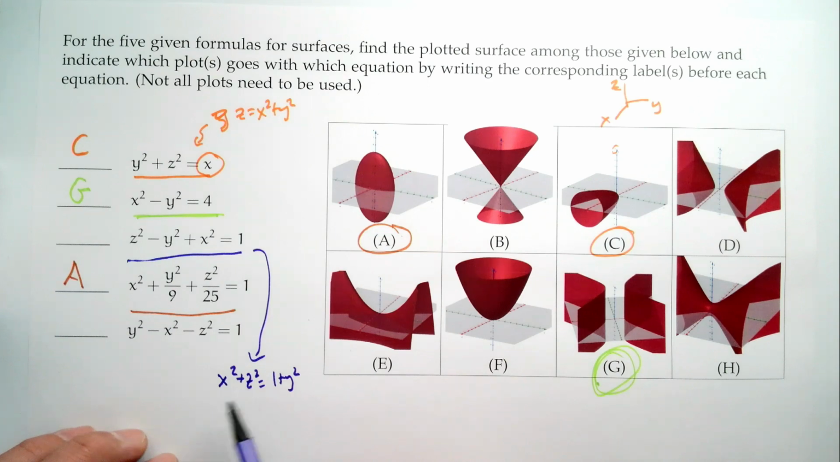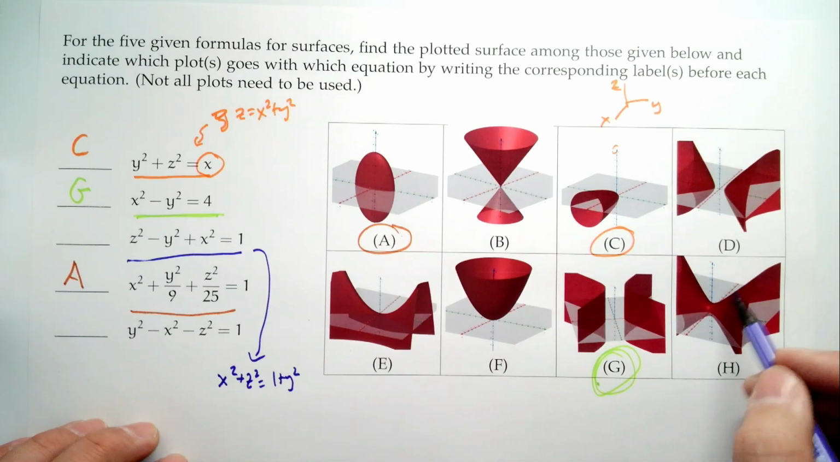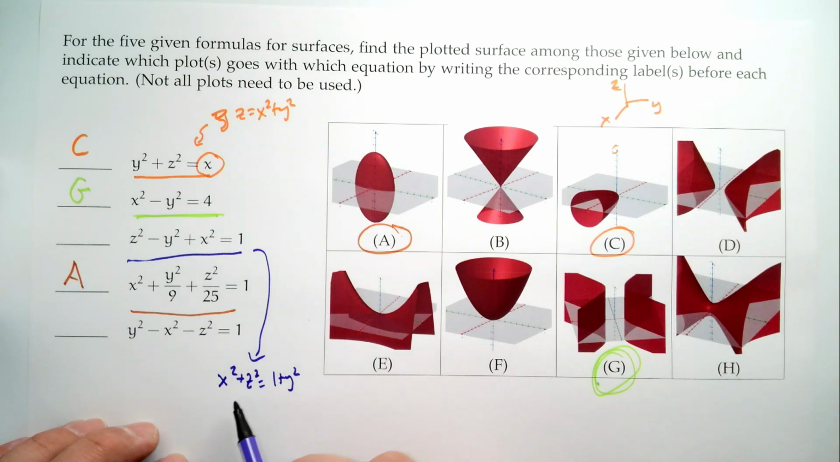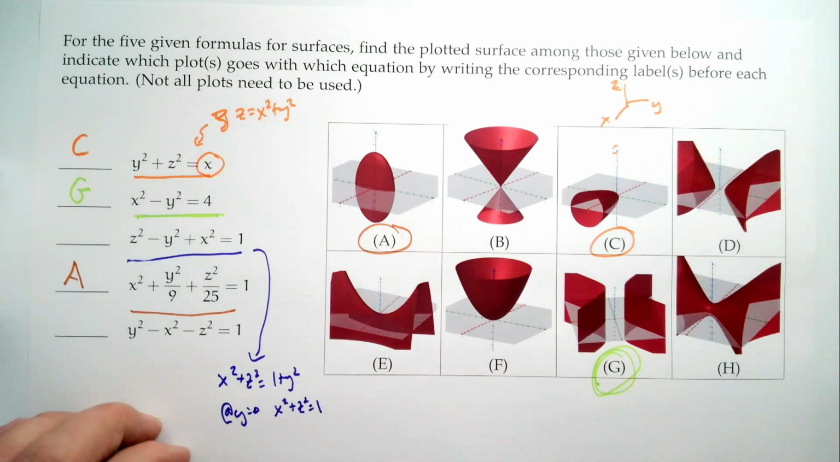So x squared plus z squared, that looks like a circle in the xz plane. And what's happening is, as I vary y, the circle will either shrink or expand. So when I get y equals 0, which would be along here, I should see a circle of radius 1 in the xz plane. So at y equals 0, x squared plus z squared equals 1, which means my cross-section should be a circle of radius 1. All right, so let's think about it.